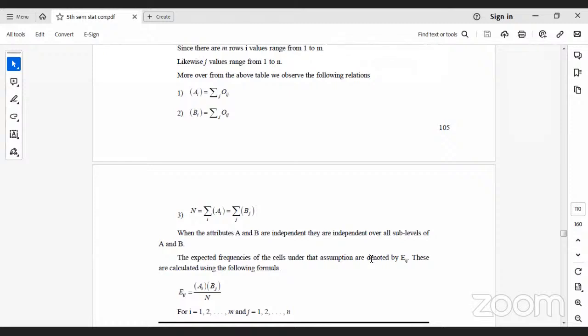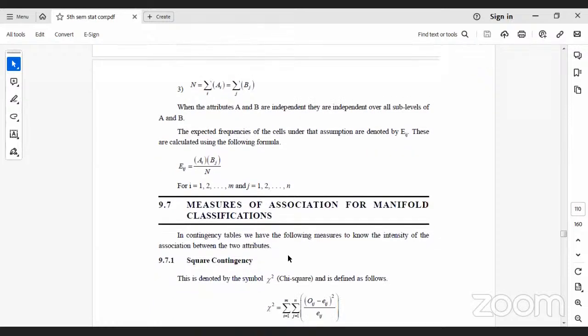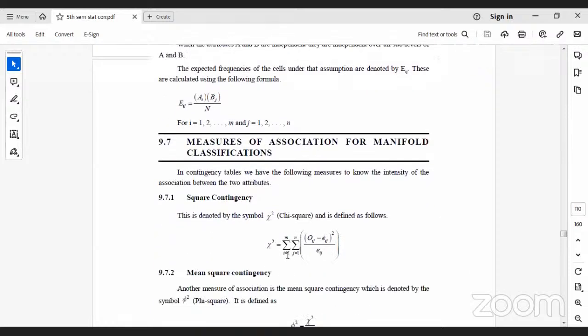Both ways, we are calculating when the attributes A and B are independent, that is, independent over all sublevels of A and B. The expected frequencies of the cells under this assumption are denoted by Eij. These are calculated using the formula Eij is equal to Ai Bj by N, where i is equal to 1 to m and j is equal to 1 to n.